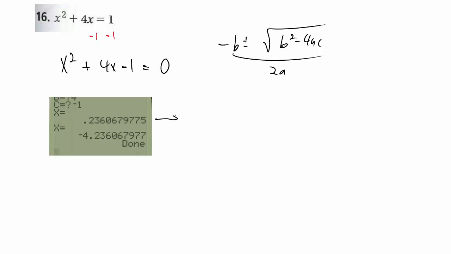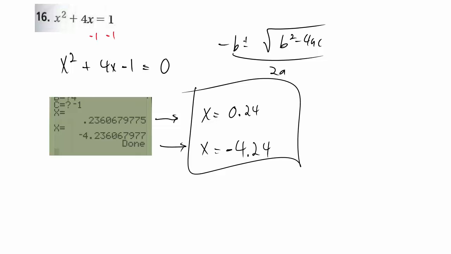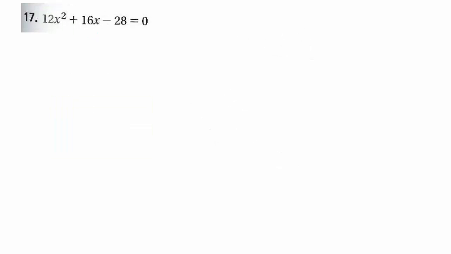Since they want the nearest hundredth, I'm going to go ahead and do the rounding myself. So this is going to be 0.24 right here, and this one's going to be around 2 decimal places, -4.24. Those are your two solutions. All right, now for 17, again, some of these might be able to be factored. Actually, 17, you can factor by hand. But first, if you're going to factor it by hand, these numbers are too big.